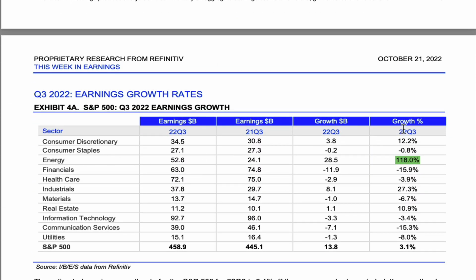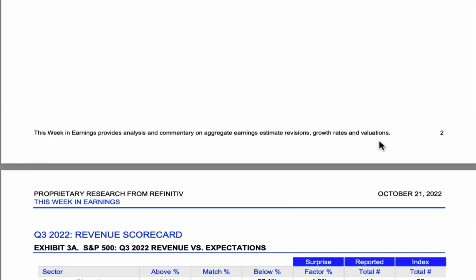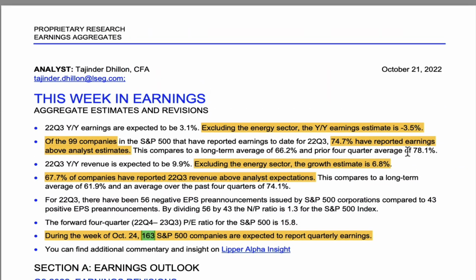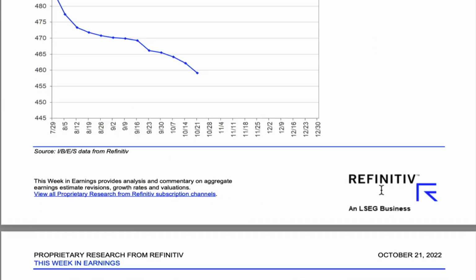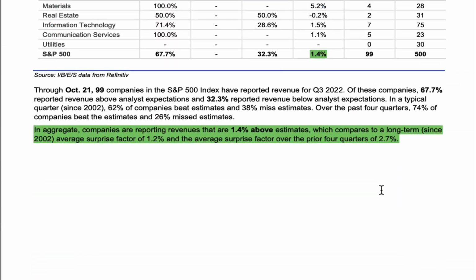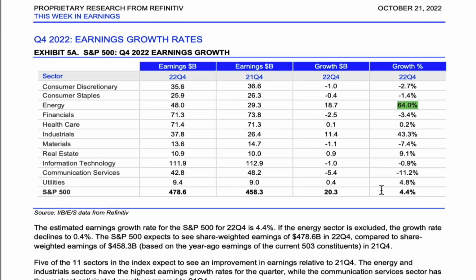Look at energy here. Growth 2022 Q3, 118%. That's where you get the 3.1. We're expecting that Q3 of 22 will have earnings growth of 3.1% year over year, but you remove energy, as we said up here, negative 3.5%, excluding energy, negative 3.5%. What else have I highlighted here?